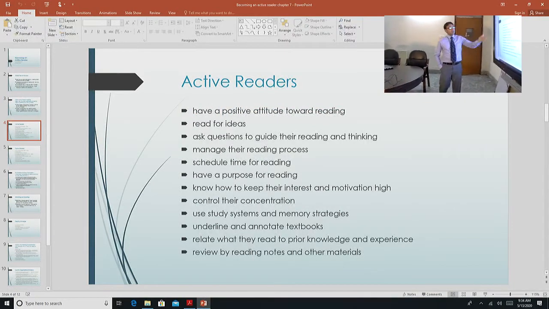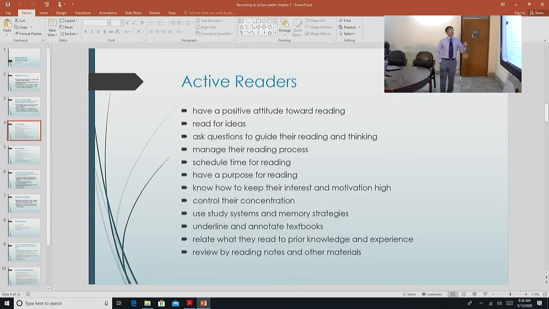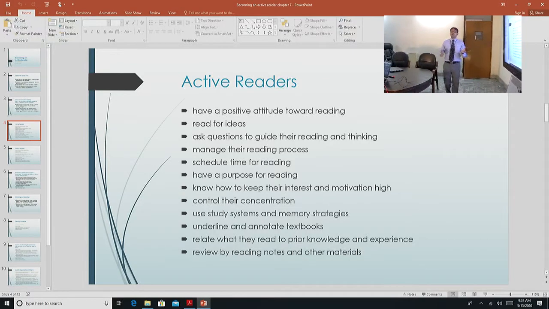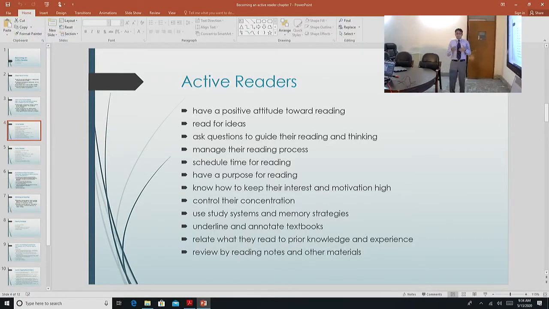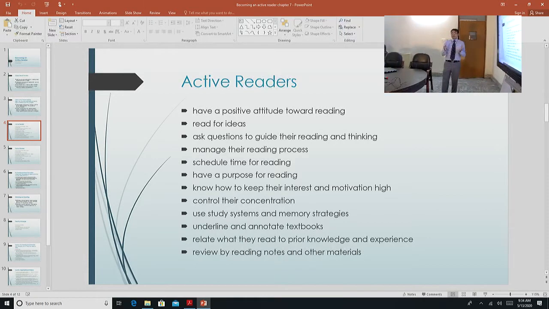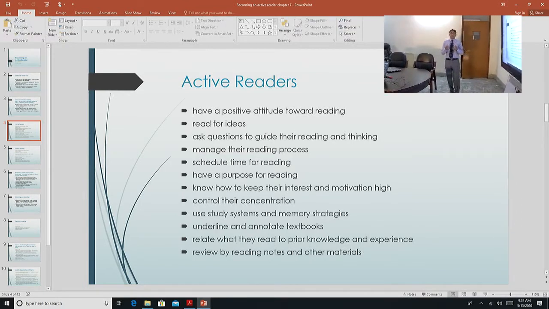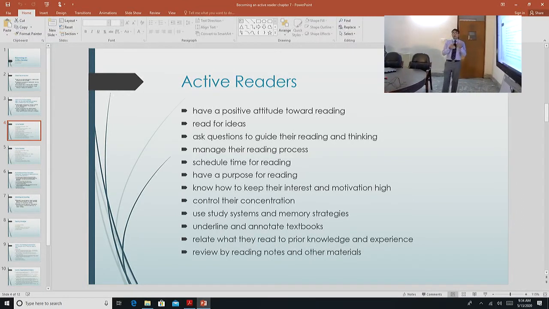So active readers, who are the active readers? Active readers have a positive attitude towards reading. This is very important. You should not think all the time that you are not going to get anything out of it. For example, if you feel that the teacher is not good or something is not interesting for you, no way. These are the negative things which are there in your mind. Keep them out of your mind.